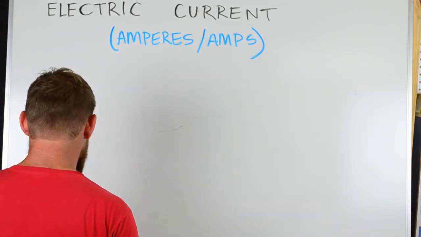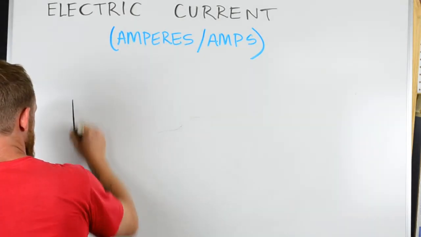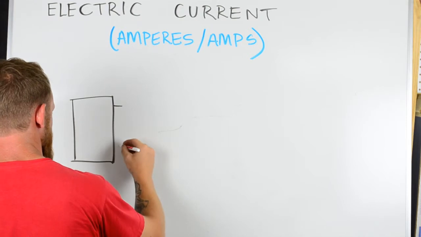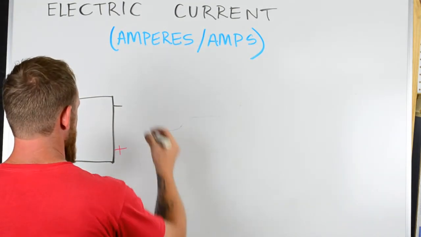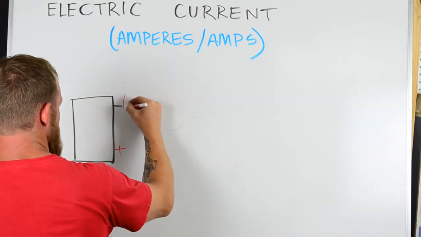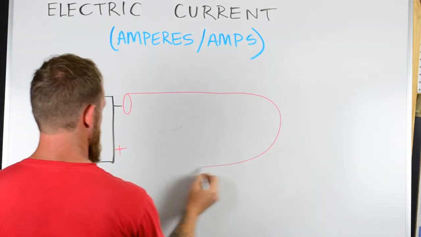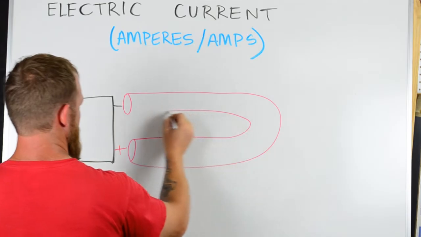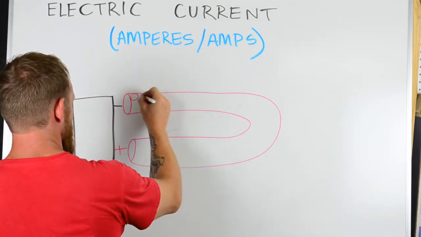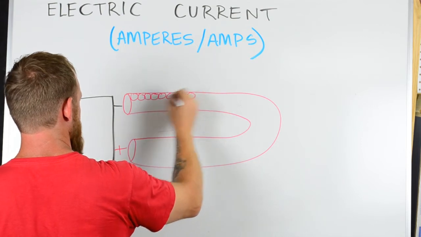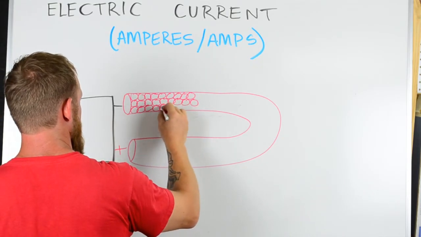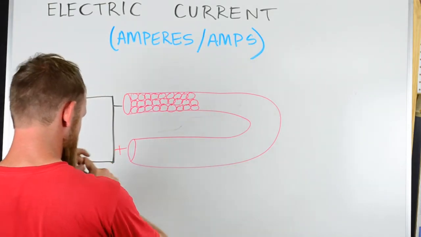All right, so I'm going to do, I guess, a basic DC example. So say we've got a battery, and we've got a negative, and we've got a positive. Say we've got this large wire. That's our piece of wire. Well, inside of here, we've got all these atoms. And each one of these little circles is going to represent the valence layer, or the outer layer of electrons that are making up this atom.